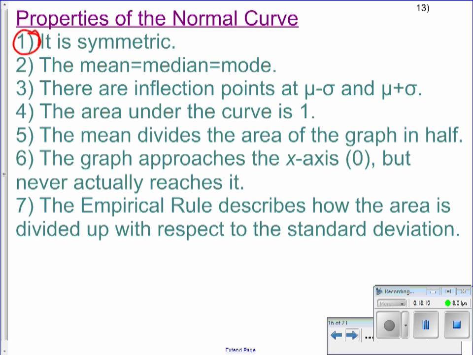The mean divides it in half. That can also be very helpful. So you know that you have 50% of your probability on the left, 50% on the right. You can use that to help you out in a lot of situations.